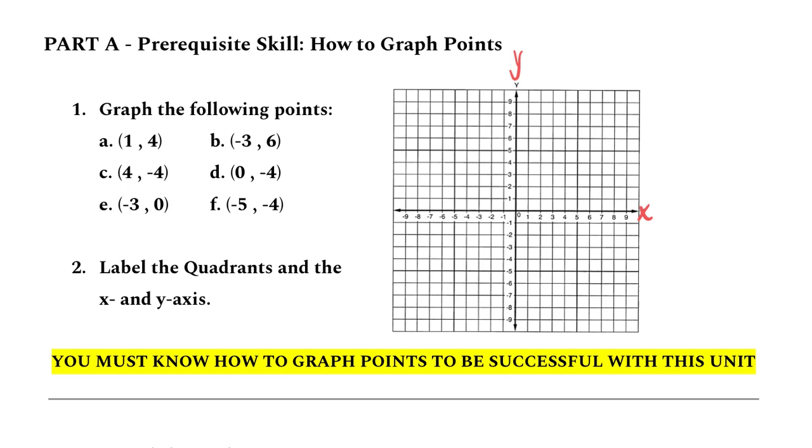You'll notice the axes split up the graph into 4 different quadrants. This is quadrant 1, this is quadrant 2, this is quadrant 3, and this is quadrant 4. We have to remember that. They start here and they go counterclockwise this way: 1, 2, 3, 4.